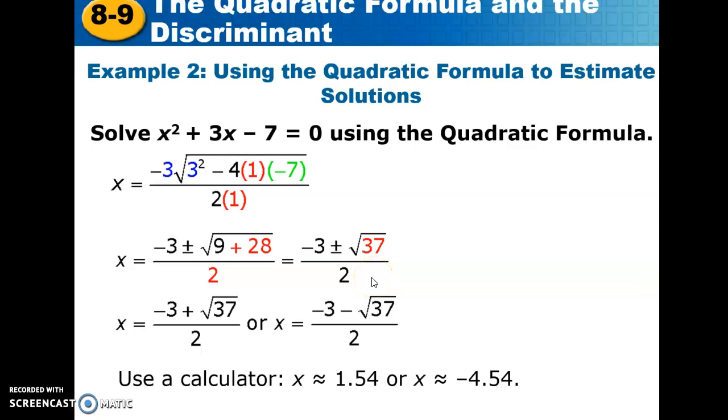If you want to approximate it, you can absolutely put this into a calculator. And actually for your homework, that might be a little bit better because you're going to put it in Google Forms. But what you would do is take the square root of 37, you would add a negative 3, and then divide by 2. That's going to give you your 1.54. Then for the second one, you take negative 3 minus the square root of 37, divided by 2, and it gives you negative 4.54.